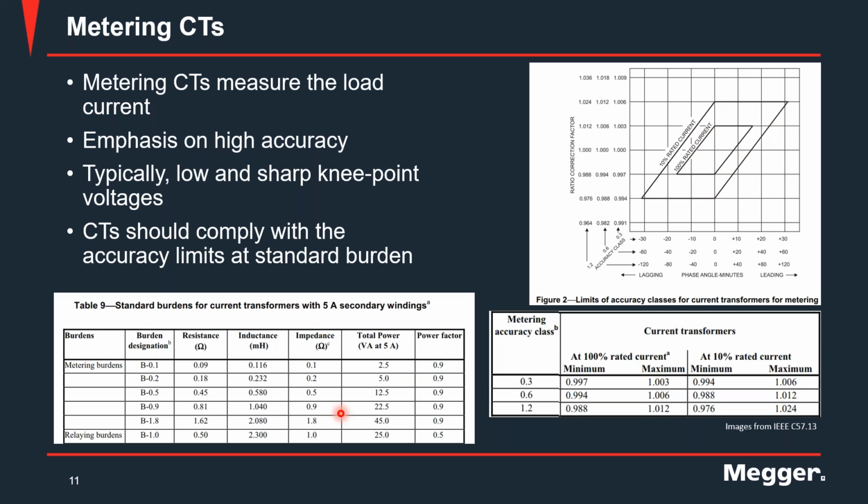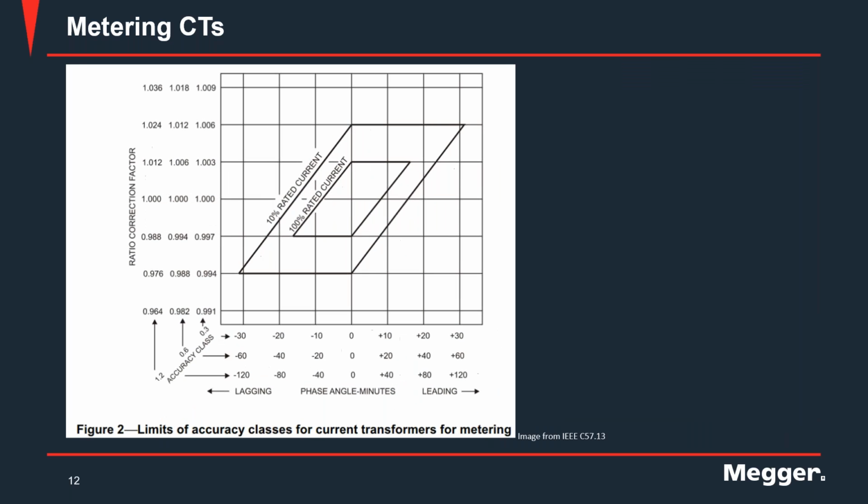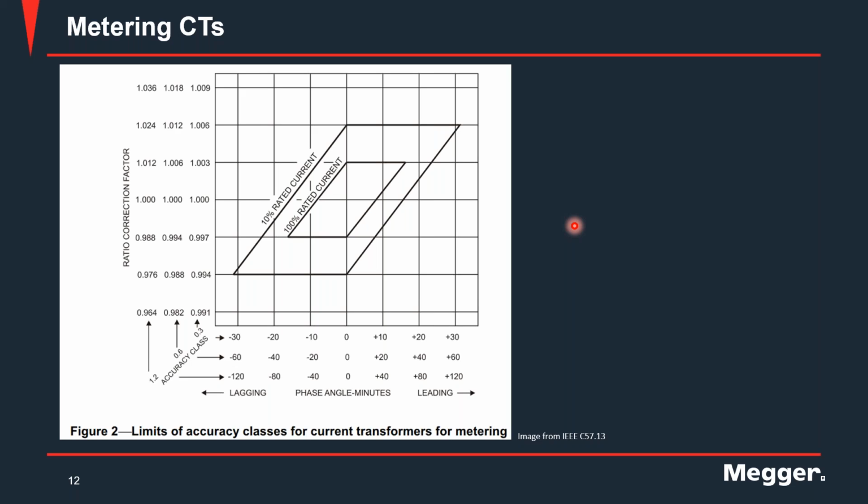The percentage ratio error is also represented graphically in the form of this graph. This graph basically tells us that not only is the magnitude of the error important, but we also need to look at the phase displacement. And the graph covers both.